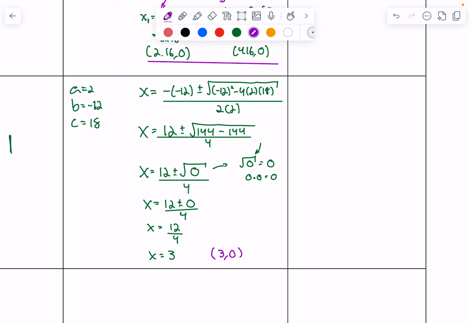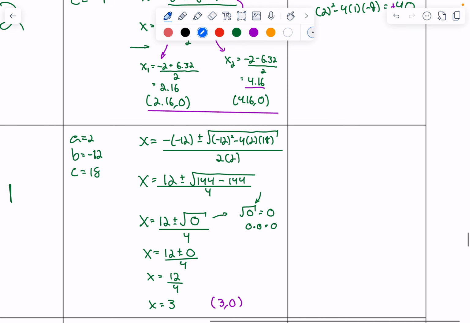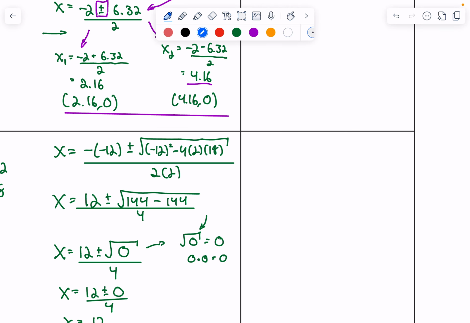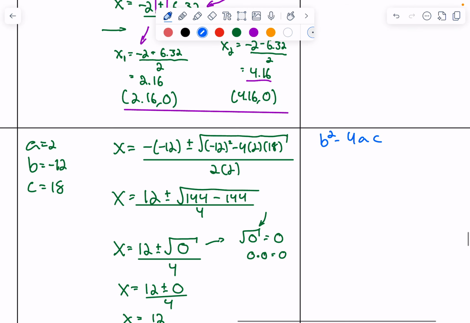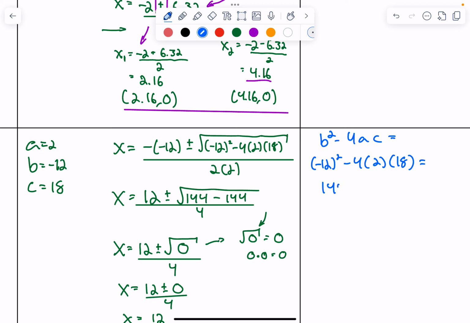Well, if you were to ask this question, how many zeros would you have, you would calculate your discriminant. So you would do b squared minus 4ac. Plugging in your numbers, you would get minus 12 squared minus 4 times 9 times 4, which is 144 minus 144, and you would get 0. It would equal 0.